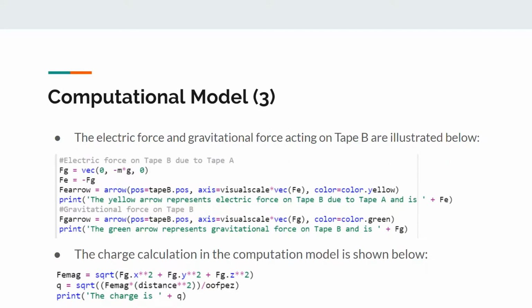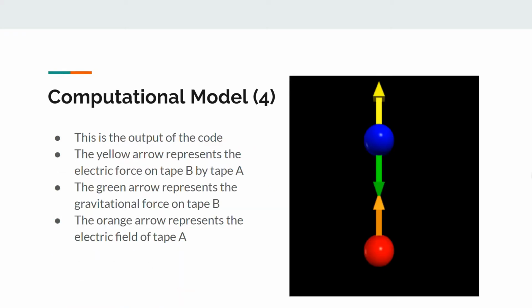This first photo shows the electric force and gravitational force acting on tape B in the form of arrows in the computational model. The second photo shows the charge calculation in the computational model. This is the final output of the code. The yellow arrow represents the electric force on tape B by tape A, the green arrow represents the gravitational force on tape B, and the orange arrow represents the electric field of tape A.